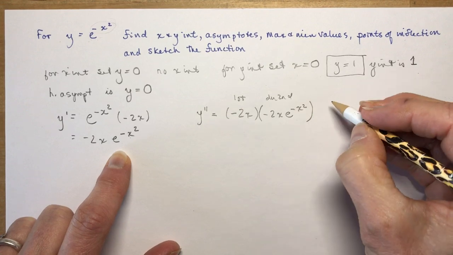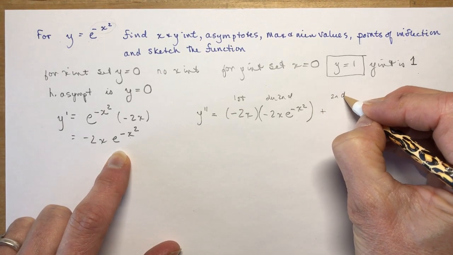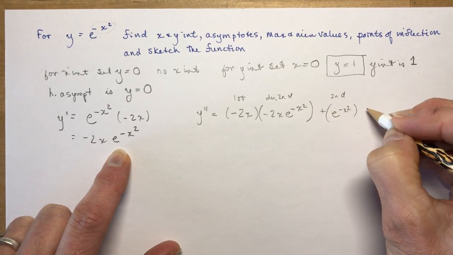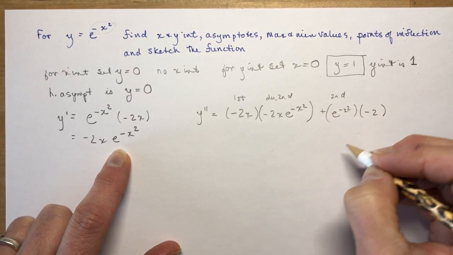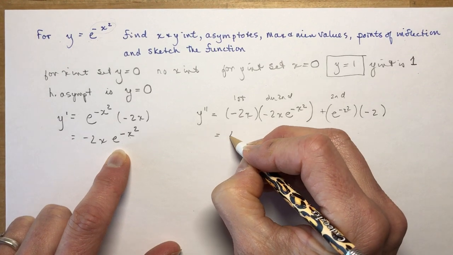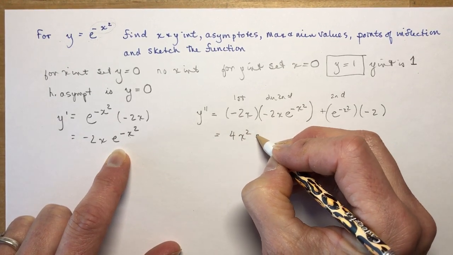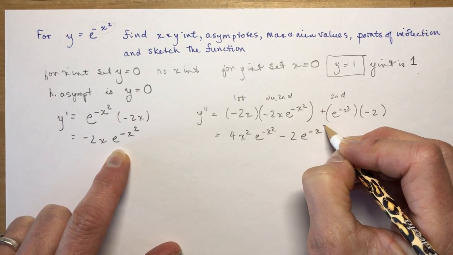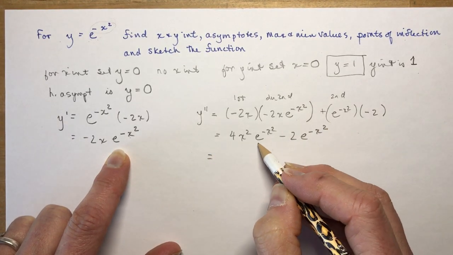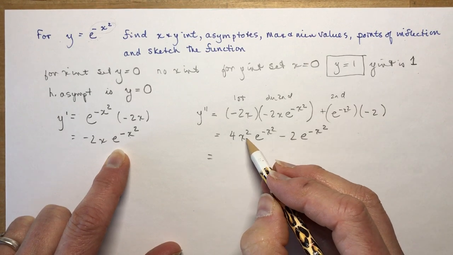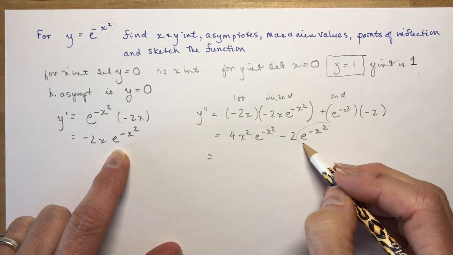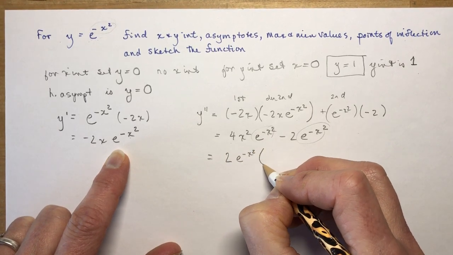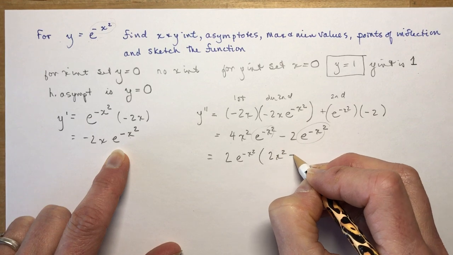Minus 2x e to the minus x squared, and the second, of course, was e to the minus x squared times the derivative of the first, which is minus 2. So if I expand that now, I would have 4x squared e to the negative x squared minus 2e to the minus x squared. I'm going to take out a common factor here of e to the negative x squared and a 2. So 2e to the negative x squared, that's going to leave me with 2x squared minus 1.